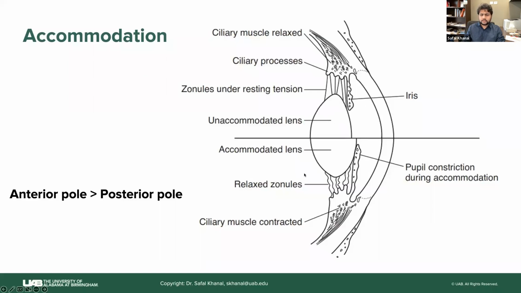But during accommodation, the ciliary muscles contract. Because of the contraction, they move a little bit forward, which relaxes the zonules. So the distance from the ciliary processes to the lens becomes less, and it loosens the zonules, and the front surface of the lens can become more round. So the movement is more in the anterior pole. The anterior pole moves forward in far greater amount than the posterior pole of the lens.